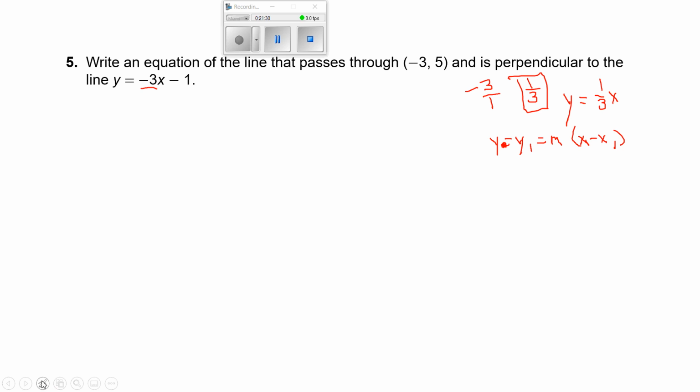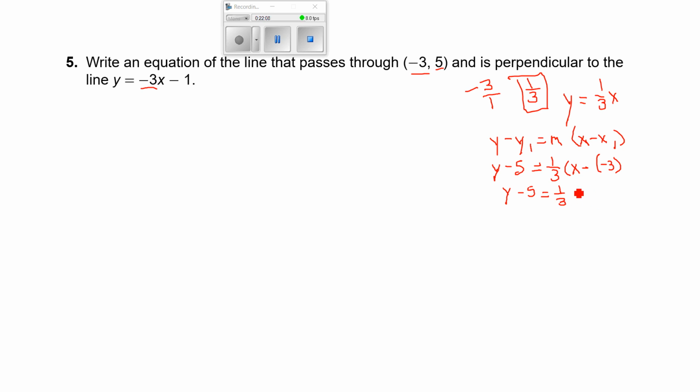I'm going to erase this little mistake I made here just so it doesn't confuse anybody. All right. Now I'm going to replace my variables with numbers. I know that my y is 5, so y minus 5 equals, my slope was 1/3, so I can put that here. This is x minus, well, x was -3, so I have to put minus -3 here, right? Now negative times a negative is a positive, so this will give me y minus 5 equals 1/3 x.